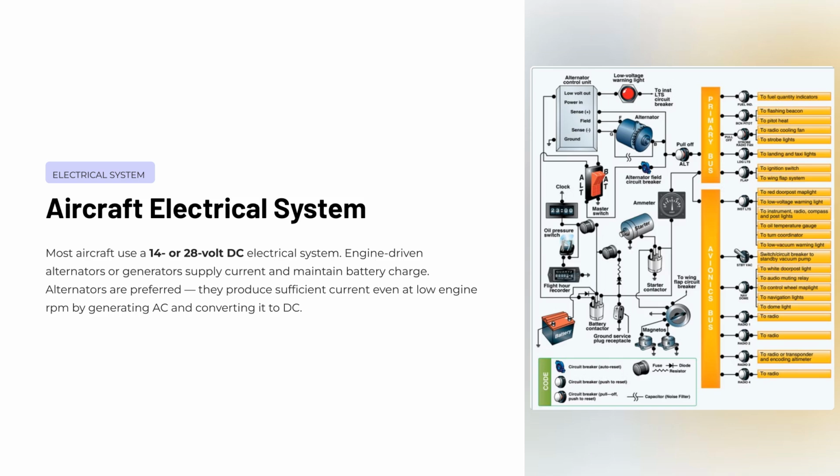A generator requires relatively high engine speeds to produce adequate electrical output, whereas an alternator can generate sufficient current even at low engine RPM, including during taxi and ground operations. Alternators work by producing alternating current internally, which is then converted to the direct current the aircraft's systems require. This makes them more reliable and efficient across a wider range of operating conditions.